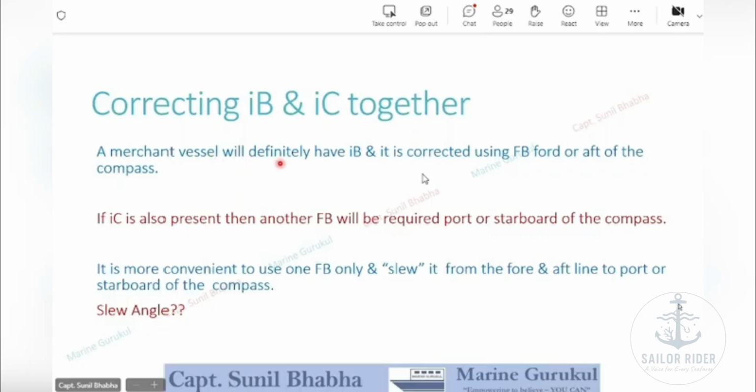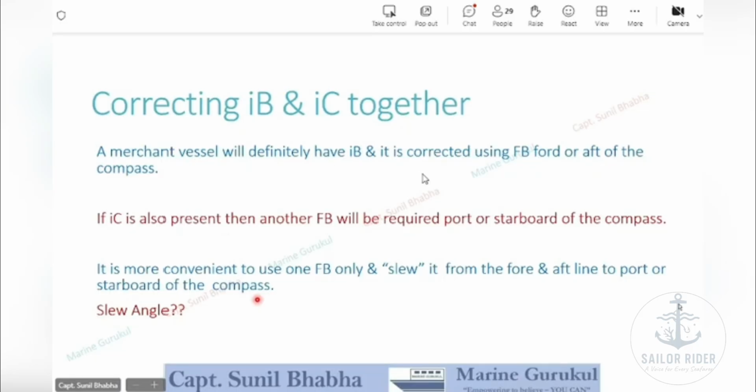Let's see. A merchant vessel will definitely have induced B because of the funnel, the mast, vertical structure fore and aft of the compass will certainly be present, and it is corrected using a flinder bar forward or aft of the compass as required. If induced C is also present, then another flinder bar will be required to port or starboard of the compass opposite to the VSI. It is very much convenient to use only a single flinder bar and slew it. Slew basically means turning it from the fore and aft line to port or starboard of the compass.